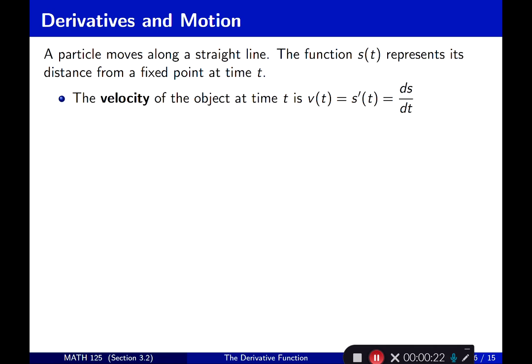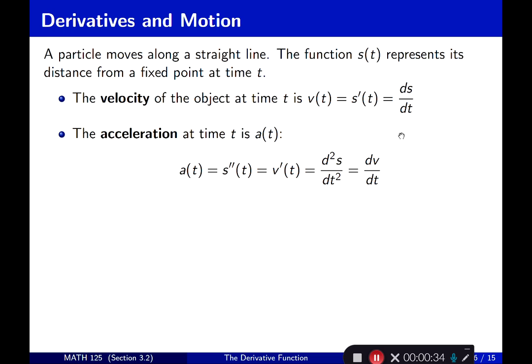The velocity of the object at time t is v of t equal to s prime of t, which is the derivative of s with respect to t, ds over dt. The acceleration at time t is a of t. a of t is the second derivative, s double prime of t, equal to v prime of t.